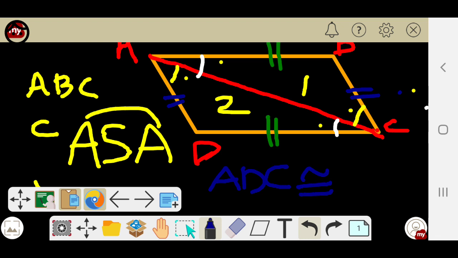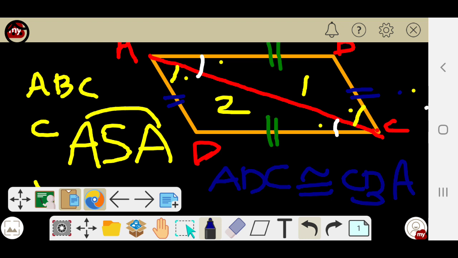Then in triangle ADC, first we consider the angle A. Which is the equal angle in the second triangle? That is C. Then angle ADC is considered congruent to angle CBA. Angle ADC is congruent to angle CBA. We proved that the two triangles are congruent.